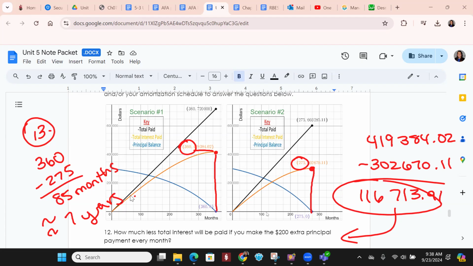I saved $116,000. I mean, it's not going to be substantial. I mean, it might save you 2 years, maybe. Right. You want to make bigger down payment and you want to make an extra monthly payment if you're able. Okay. Good. Okay.